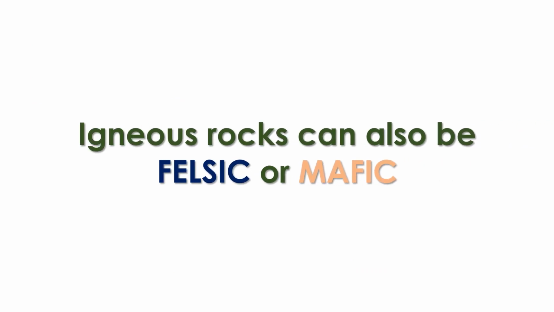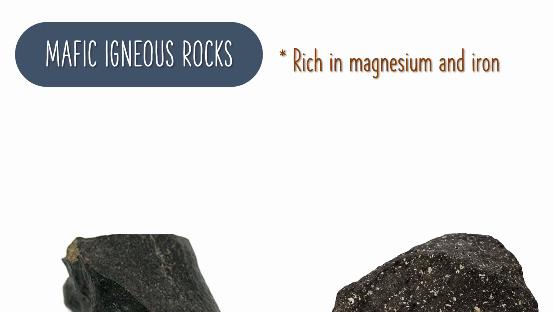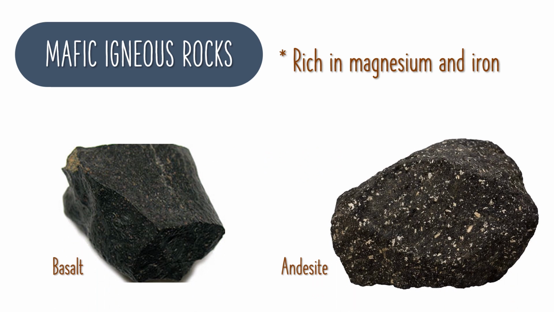Igneous rocks may also be described in terms of the elements or ions present in them. If we take into consideration the elements in igneous rocks, we may classify them either as felsic or mafic igneous. Mafic igneous rocks are rocks that are rich in magnesium and iron. If you look at our rock samples on the screen, you will notice that they have dark colors. That is because iron and magnesium, aside from being heavy minerals, also have dark colors.